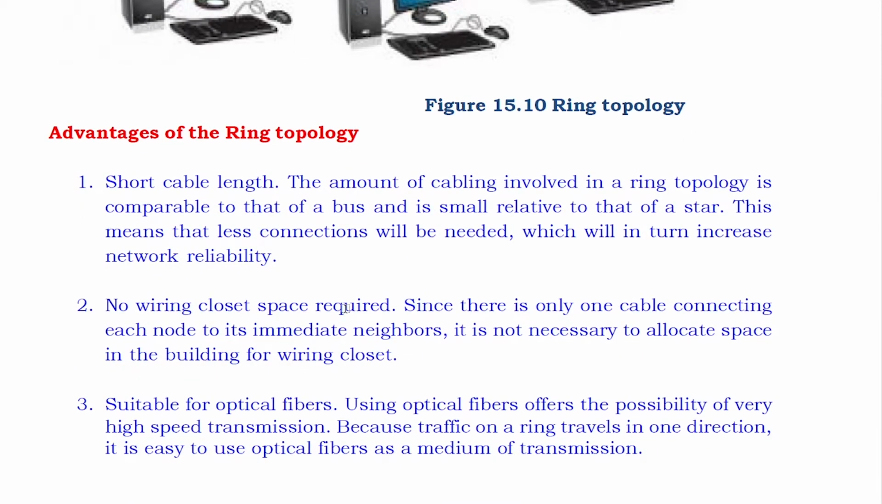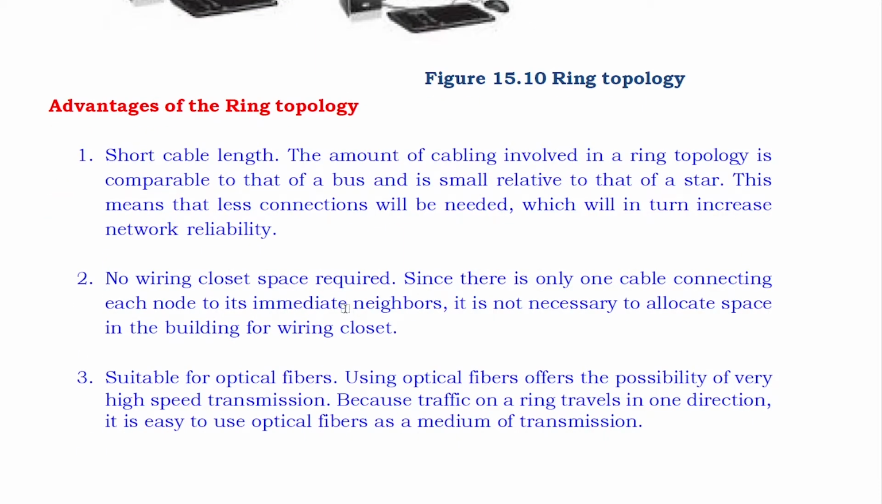So, advantages of ring topology. It's a short cable length. The amount of cabling involved in the ring topology is comparable to that of bus and is small relative to that of star. So this means that fewer connections will be needed, which will in turn increase network reliability. So that's one of the advantages: short cable length than the star and bus topology, and fewer connections are needed. Therefore, it is more reliable. In terms of reliability, it means it's a safe network.